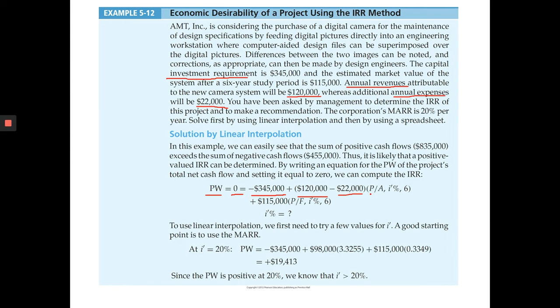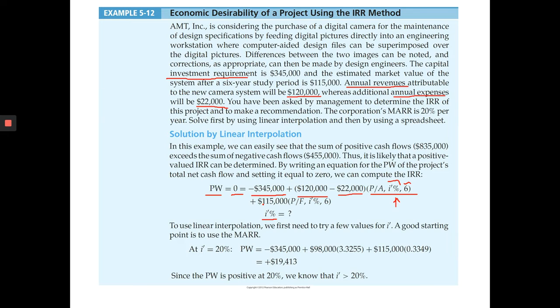And this value should be converted from annuity to present by using this factor, P given A factor, for the unknown interest rate. This interest rate is unknown, and for 6 years. Okay, actually, this interest rate is going to be our IRR. The question is, what is IRR?